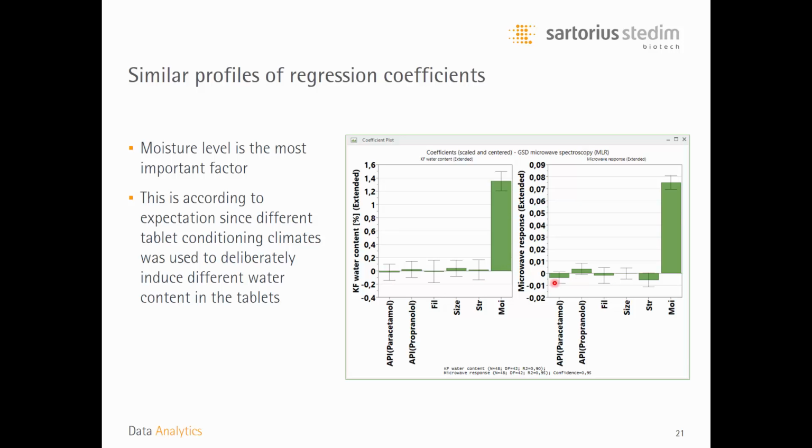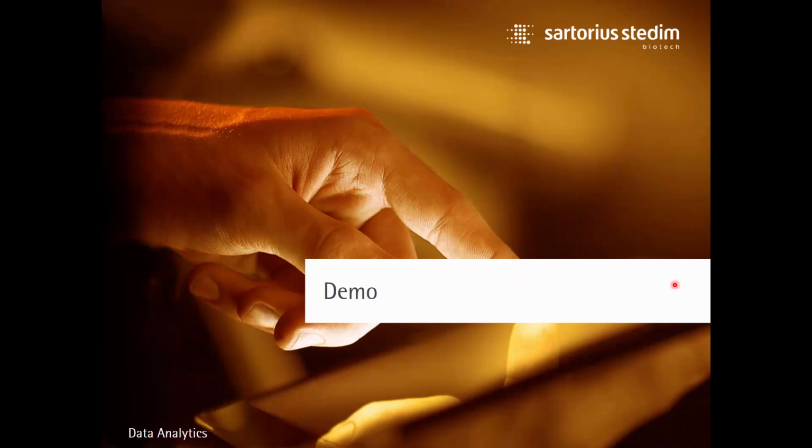And because of the similarity of the regression coefficient profiles, we can conclude that we have a very robust system, and that it is possible to replace the conventional method for measuring moisture in tablets, or water content in tablets, by the alternative spectroscopy-based method. That is the main conclusion.